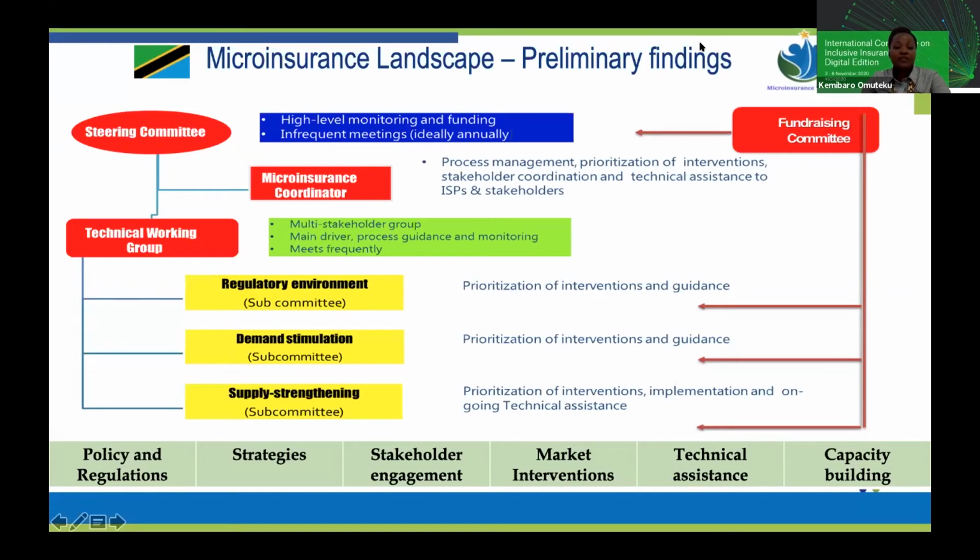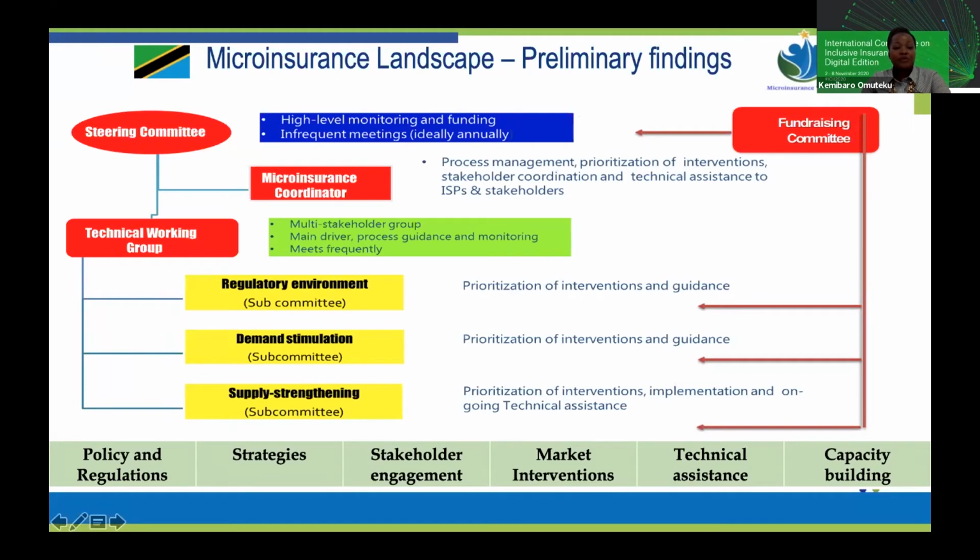Demand stimulation really looks at the constraints on the demand side, which are perceptions and awareness, and how to address them. One of the initiatives that has come through that includes the National Insurance Education Strategy, which looked at exactly what the constraints are on the demand side and how to drive that. It has been led by the regulator in conjunction with the National Insurance Education Committee.